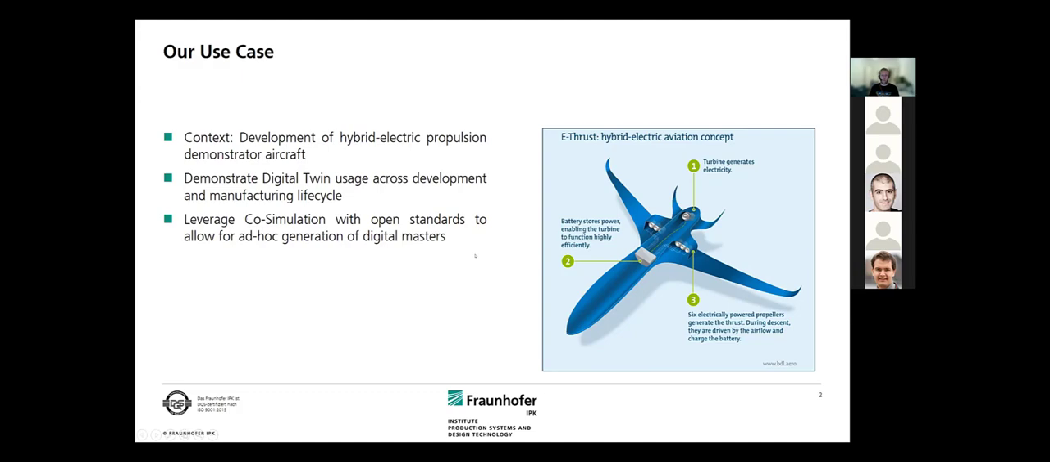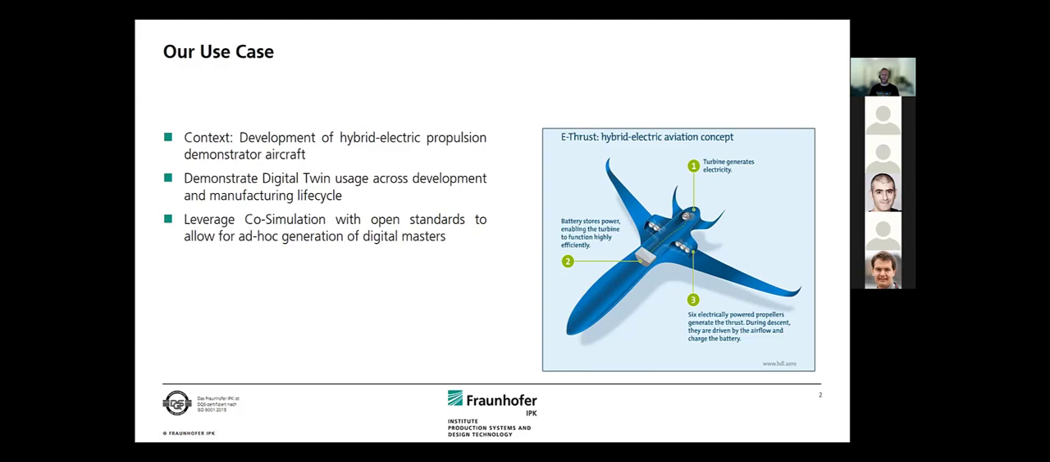But the main reason we're dealing with this is because we are striving to demonstrate digital twin usage across the development and manufacturing lifecycle. So once again, the topic of I want to look beyond my development environment and want to look into, in this case specifically, assembly and later phases in the life of our product.